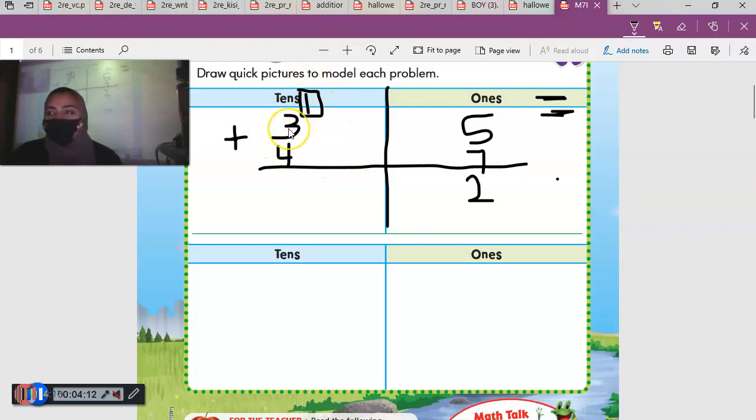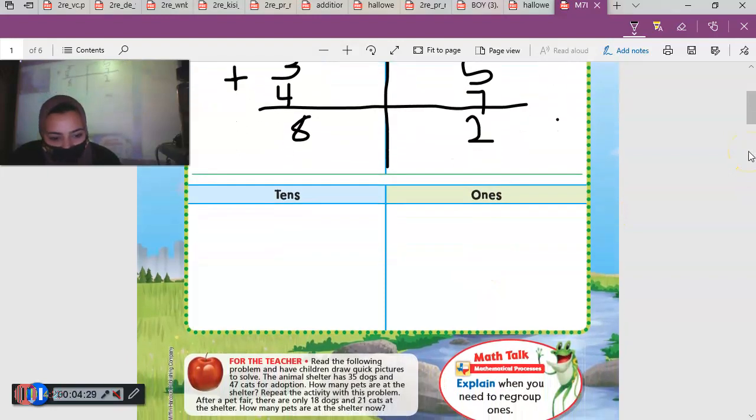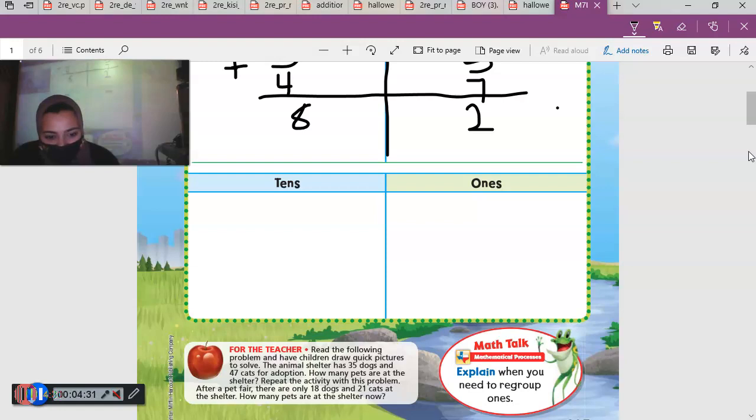What's 1 plus 3? 4. And what's 4 plus 4? 8. Very good. That was 82. So your answer is what? 82. Okay, let's look at the next one. It says there are 18 dogs and 21 cats at the shelter. How many pets are at the shelter? We have 18 dogs. Oops, I wrote that one too big.